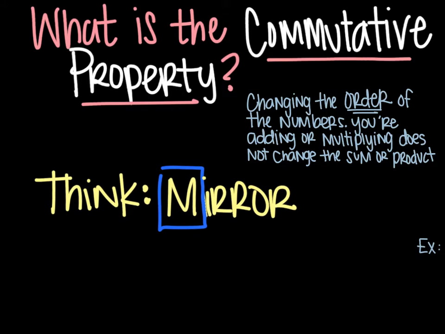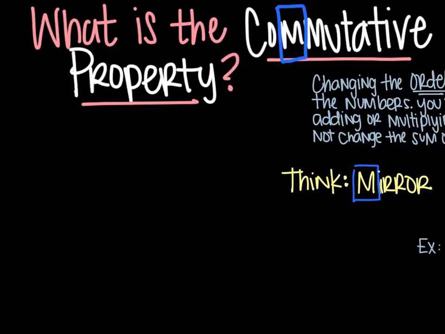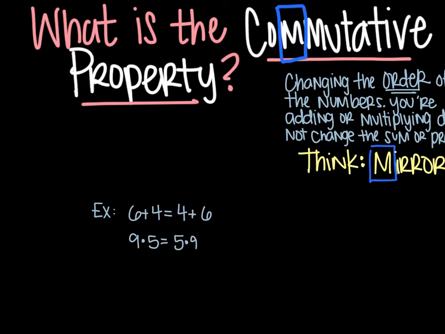Think mirror. It's a mirror image. The M in mirror helps you with the M in commutative. So those of you who like those connections, that would be something. Think about a mirror. Here are some examples. Make sure you get these down.